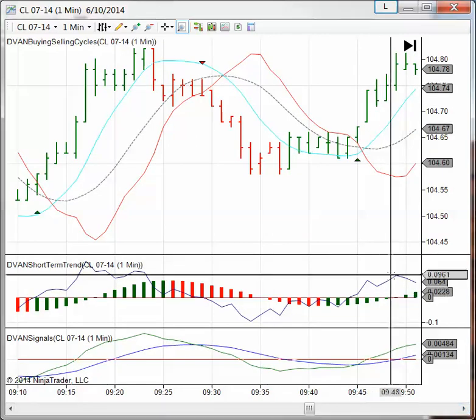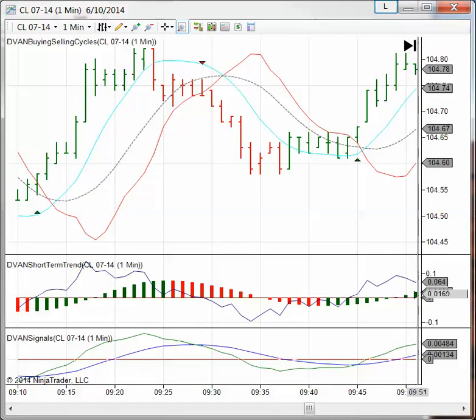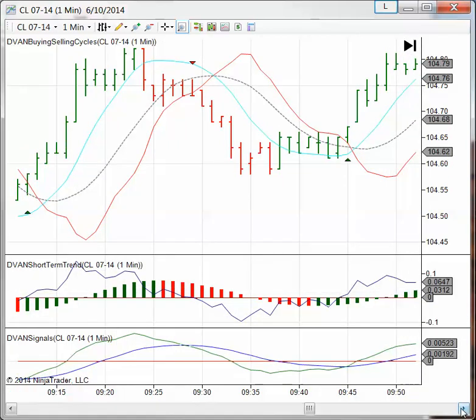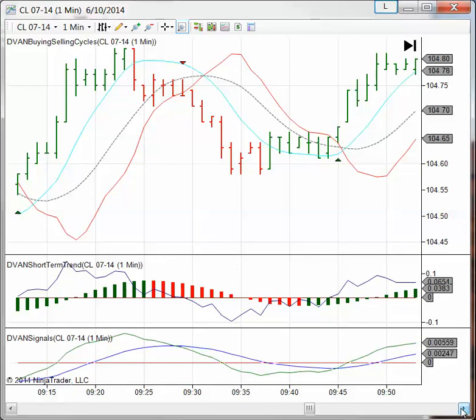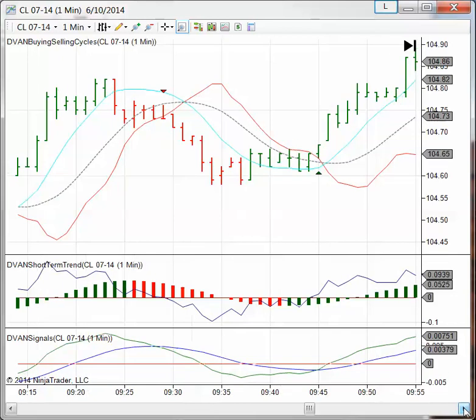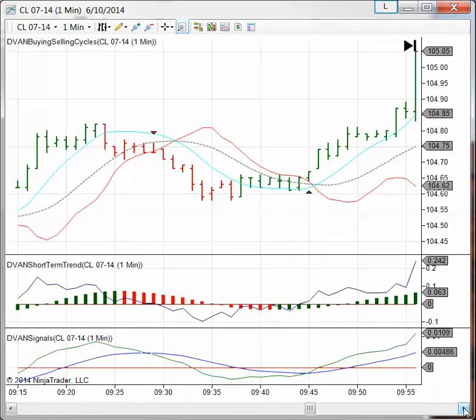Remaining long. This has been a couple minutes of the leading line coming back down towards the histogram, so we'll at least take notice of that. We're still outside of the histogram. We're okay. Another nice hit up. Another nice hit up. This is turning into a really good long position.